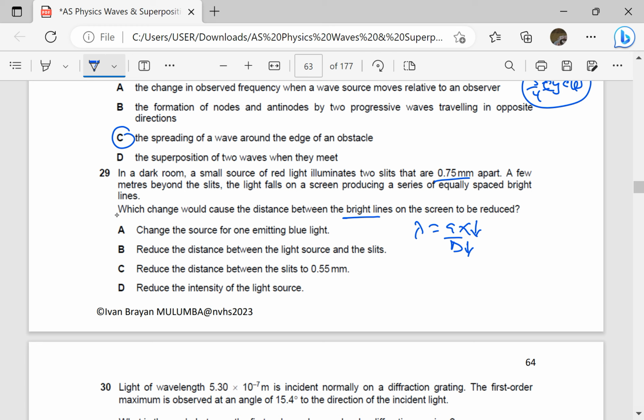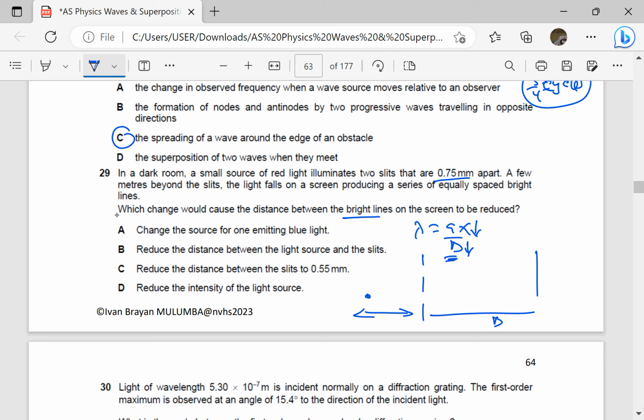In a dark room, a small source of red light illuminates two slits. That one has no effect. This is not the distance D. So we have the source here, we have the slits here. D is the distance between the slits and the screen. They are saying reducing this distance here. That one does not have an impact on x, just affects the intensity.